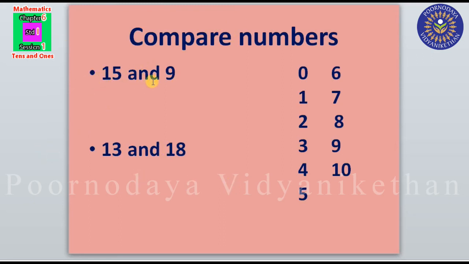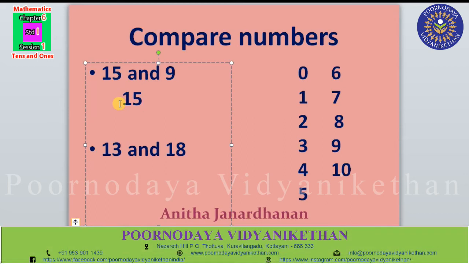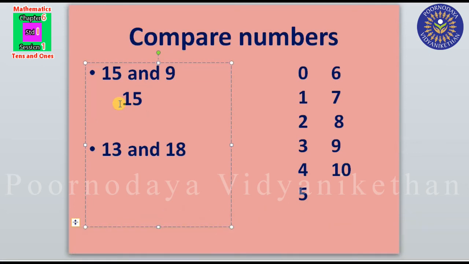15 and 9. We know 15 is a two-digit number and 9 is a one-digit number. So how can we compare these numbers? 15 is a two-digit number. A two-digit number is always bigger than a one-digit number. That's our rule. So we can say 15 is greater than 9, or 15 is bigger than 9.